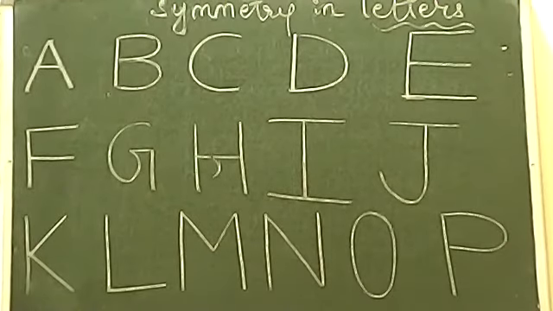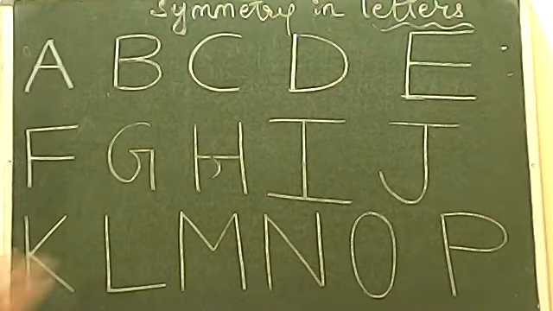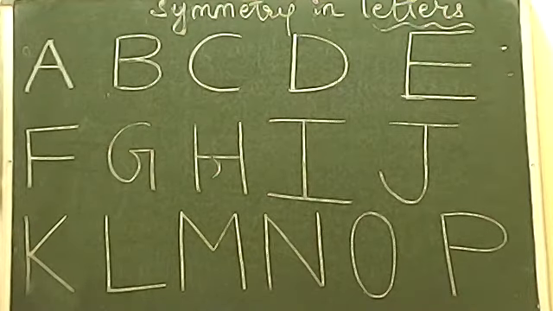So students, I have written here from A to P right now. Let us understand symmetry first in these letters and after that we will be doing some more alphabets as well. First of all, let us start from A. All of you always remember, either the line of symmetry will be vertical, or it will be horizontal, or it will be diagonal. Line of symmetry can be vertical, horizontal, and diagonal as well.